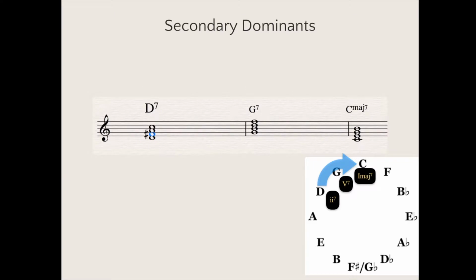But here you find a D7 before the G7. So we look at it almost as a 5 chord. Remember, D7 is the dominant chord in the key of G.